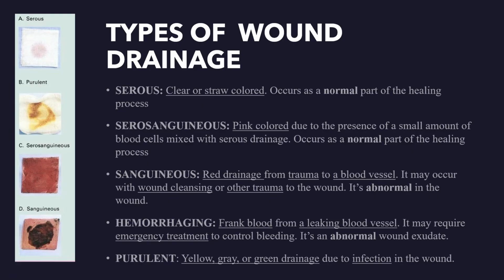And the last one is purulent. It is a yellow, gray, or green drainage due to infection in the wound. So while treating the injury or wound, not maintaining sterile technique can lead to acquiring an infection in the injury area or the wound area. So that can lead to purulent discharge. It is a yellow, gray, or green color discharge that we can see at the wound site.